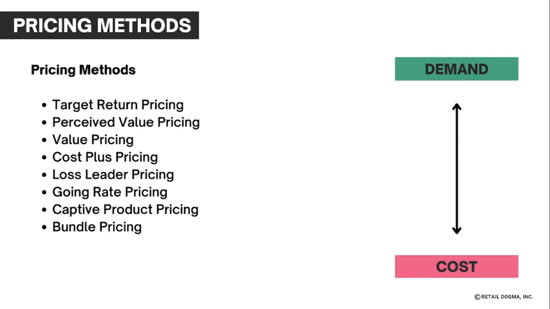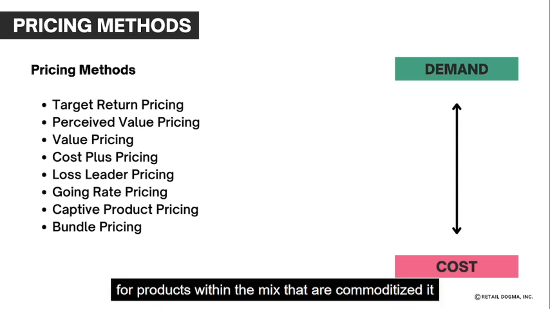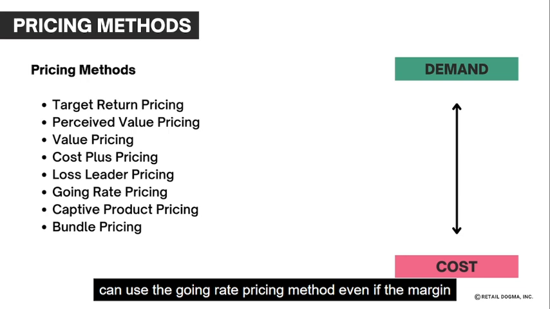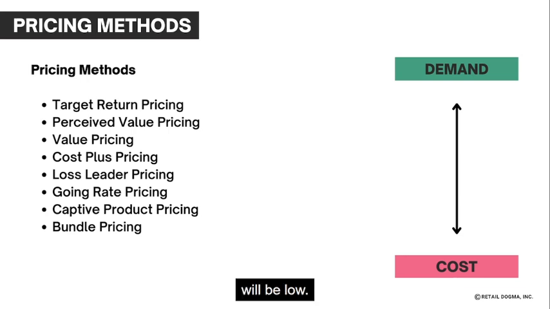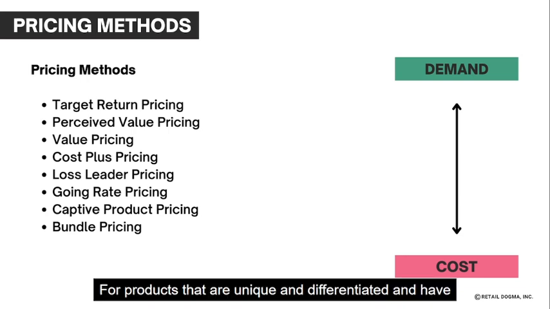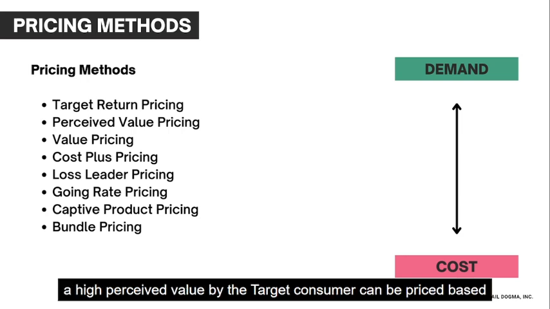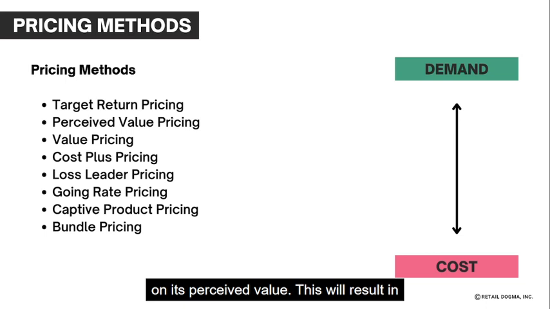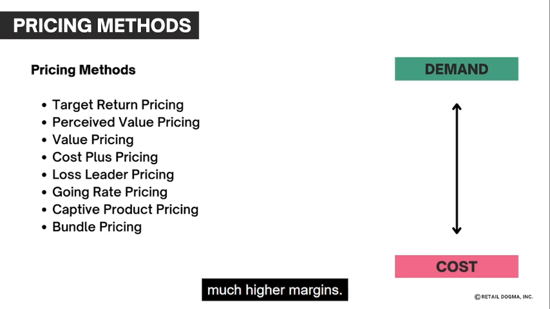For example, for products within the mix that are commoditized, it can use the going rate pricing method, even if the margin will be low. For products that are unique and differentiated and have a high perceived value by the target consumer, it can be priced based on its perceived value. This will result in much higher margins.